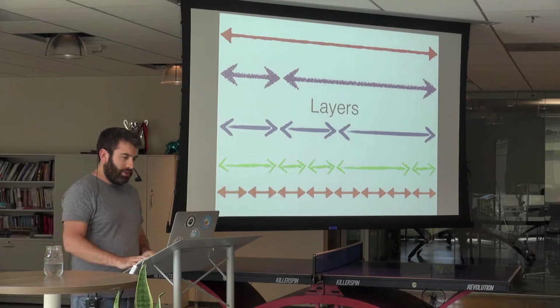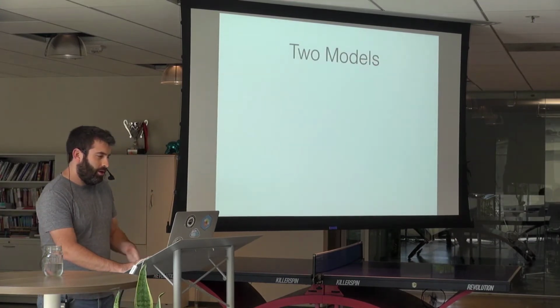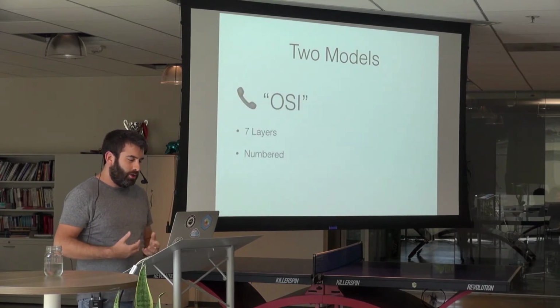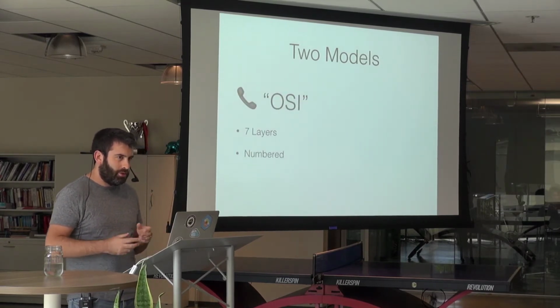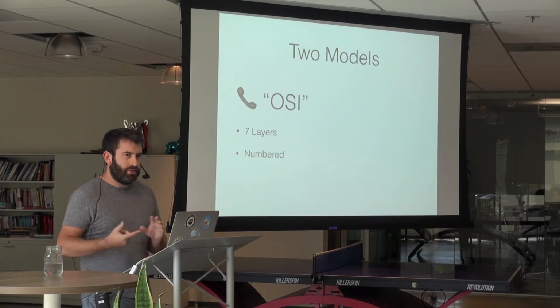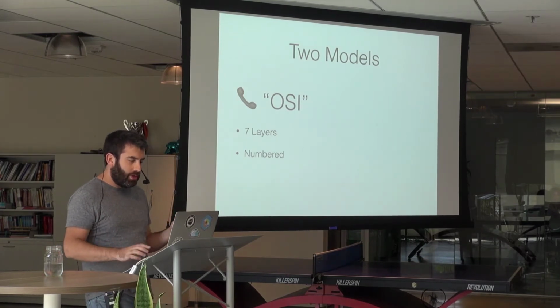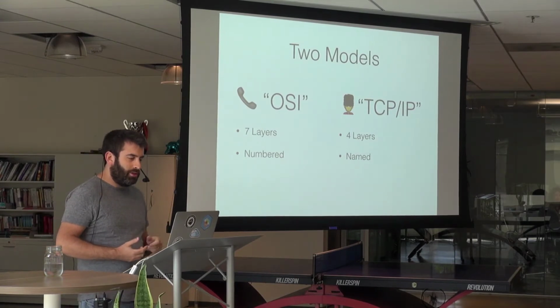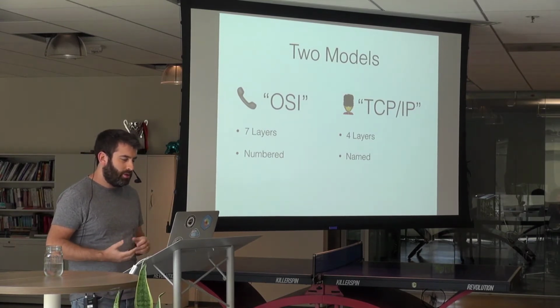Like I said, there's a lot of jargon. There are two models for networking discussions and terms. One was developed by the telephone industry in the 70s and 80s, called the OSI model. It has 7 layers that are numbered. There's this other model called TCP/IP that was developed by the US and UK militaries. It has 4 layers that are named.